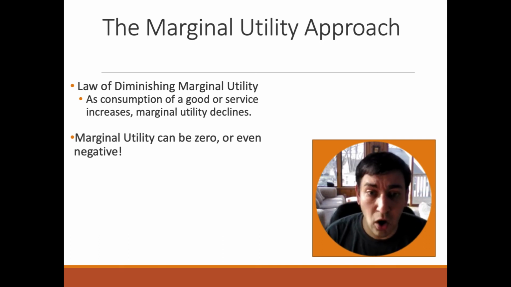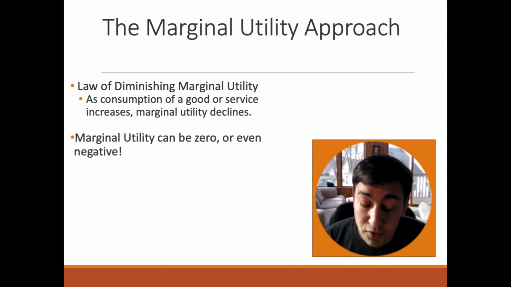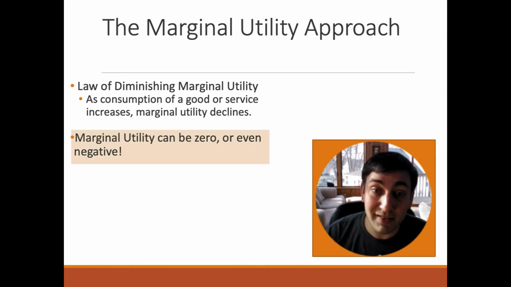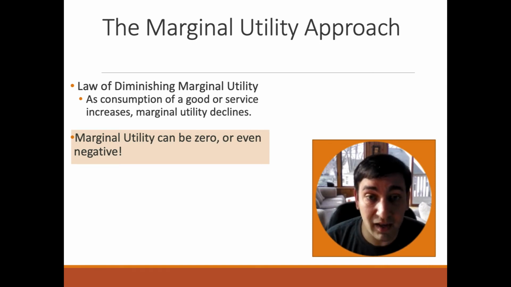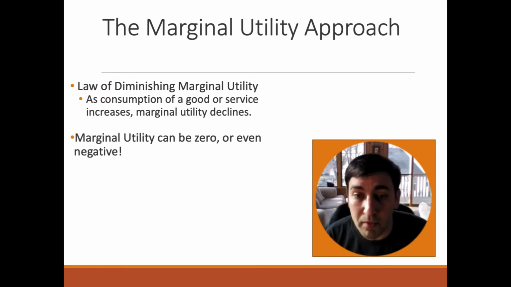So if I were to bring my daughter to Disney World, that first day would be awesome. The second day, not as great. By the time I get to the 5th or 6th day, it may be neutral. By the time I get to day 12, 13, 14, it could even be negative. I mean, I could be going insane. The law of diminishing marginal utility can be decreasing.